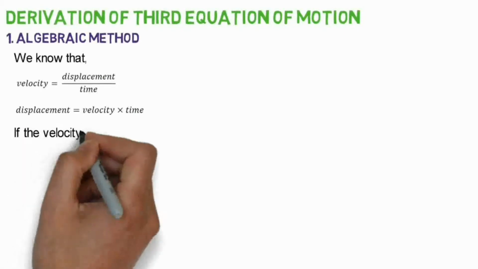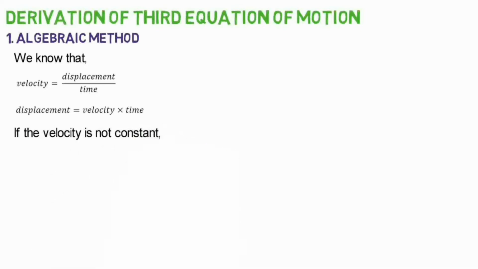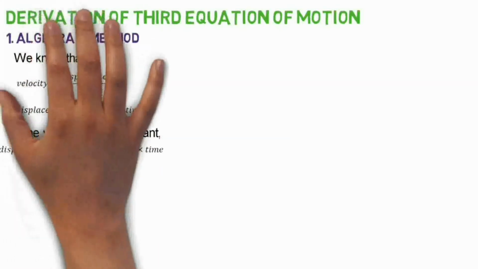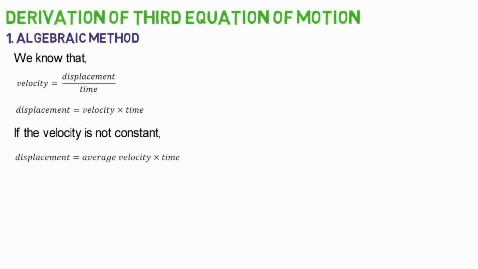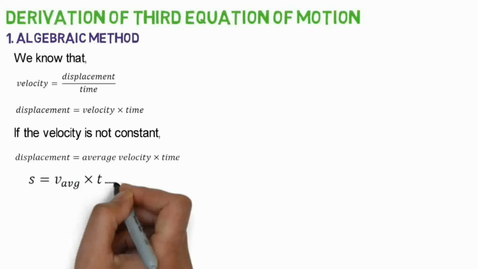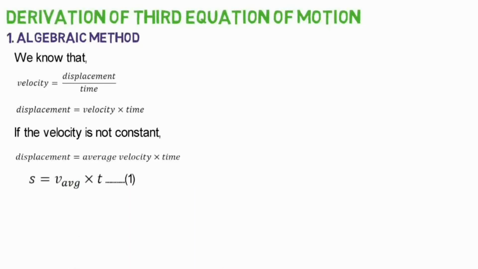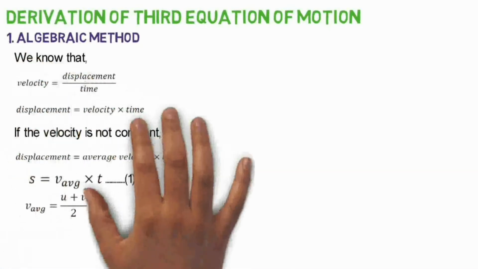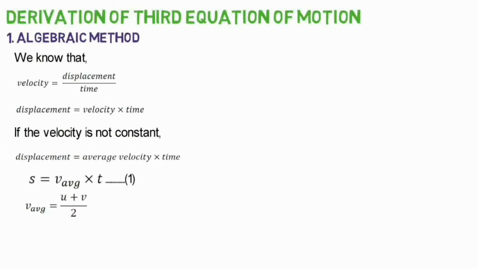If the velocity is not constant, then we can take velocity as average velocity. So displacement is equal to average velocity into time. Mathematically, it can be represented as S is equal to V average into T. Consider this as equation number 1. We know that average velocity is the sum of initial and final velocities divided by 2. Consider this as equation number 2.